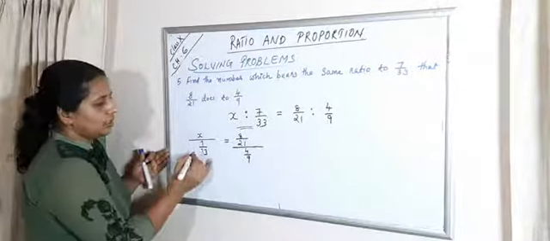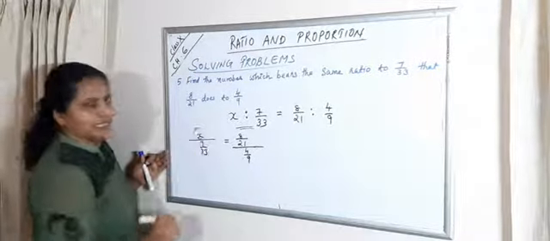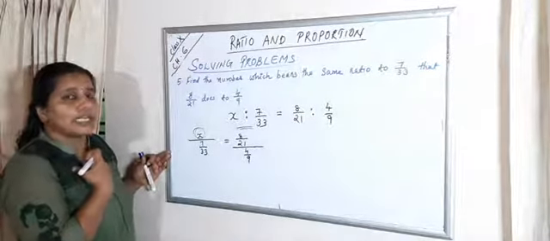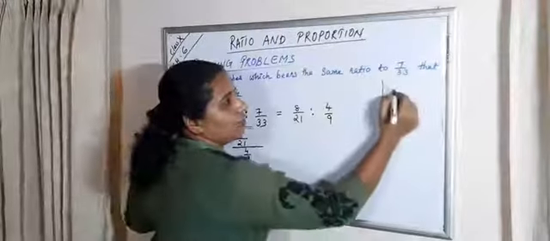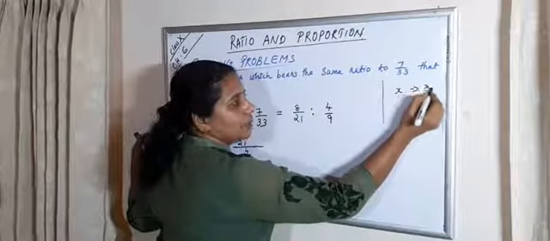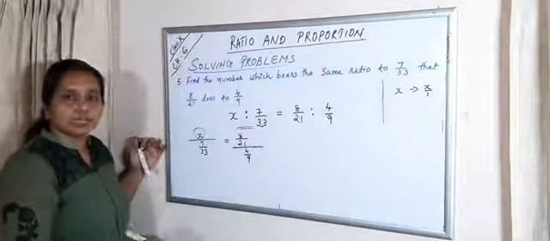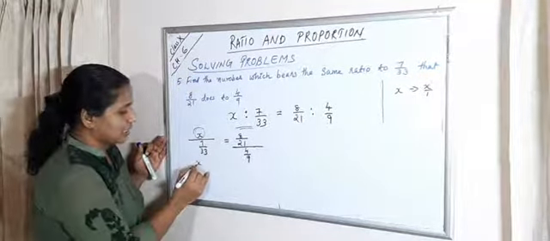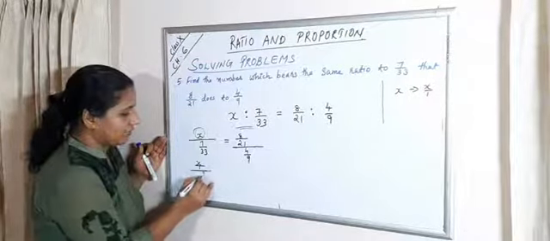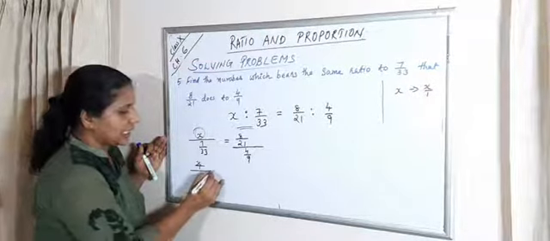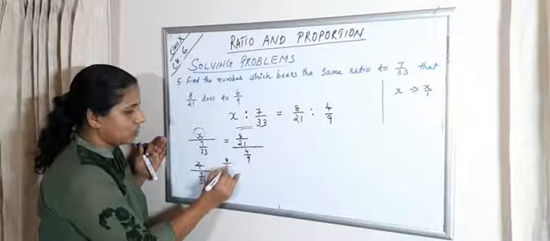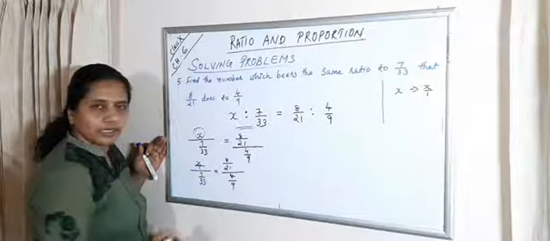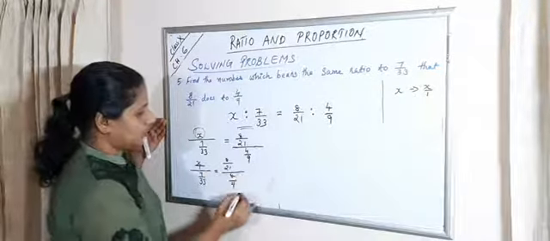Now x is also a number, so how can we write x as a fraction? The fraction form of x is x by 1. So we can write this as x by 1 divided by 7 by 33 equal to 8 by 21 divided by 4 by 9. Clear?